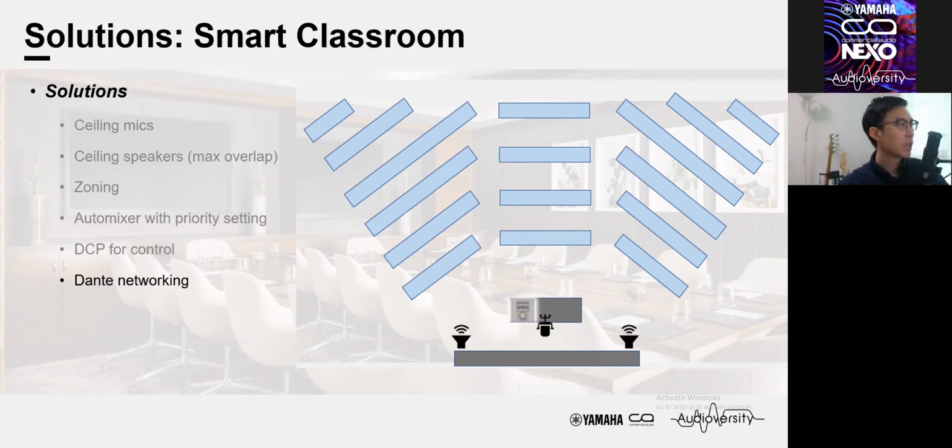Of course, we can do Dante networking as well. This can connect to other halls, other lecture rooms, other classrooms, and then connect to a central hub where maybe the chief technician can do any troubleshooting and firmware updates very remotely. They don't need to come down to the actual room and plug into the server rack. They can just do it from their office. So that is quite convenient.